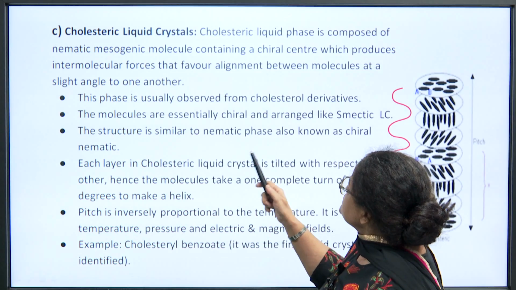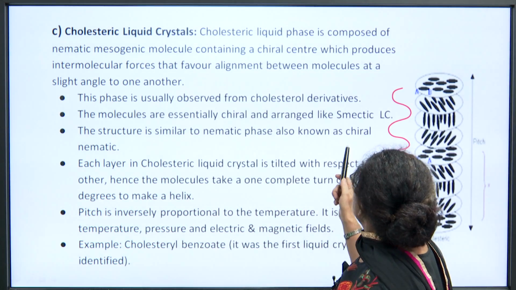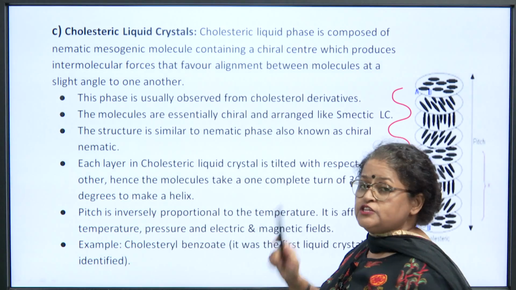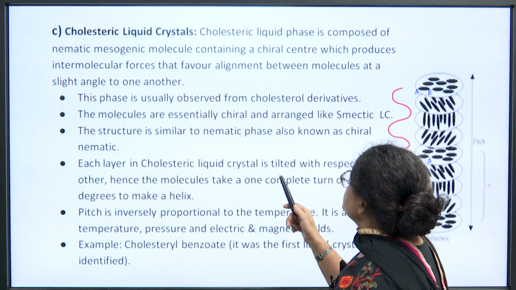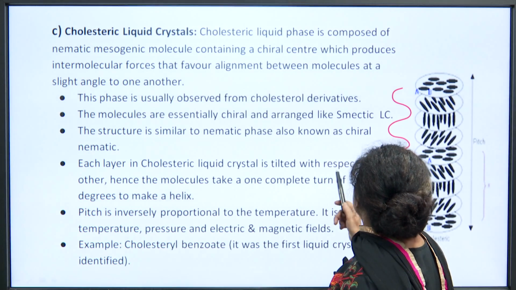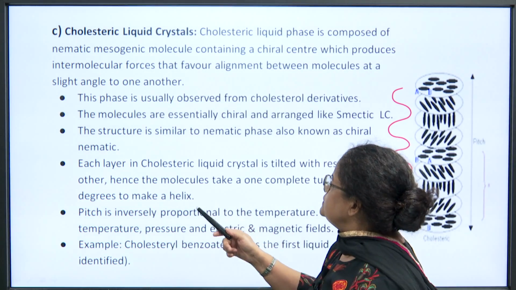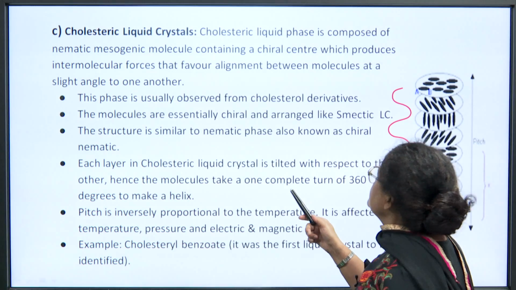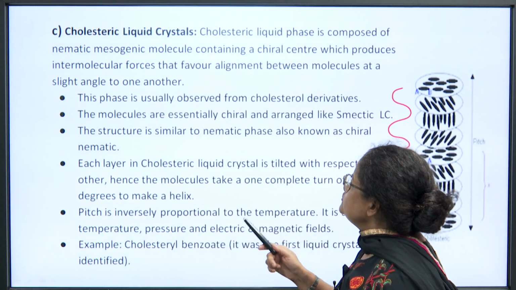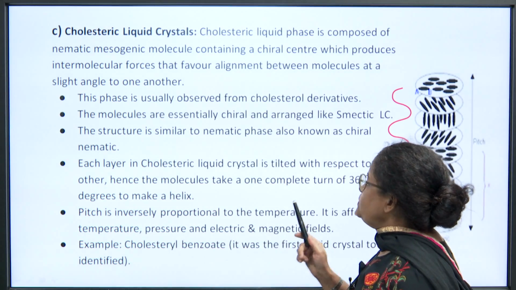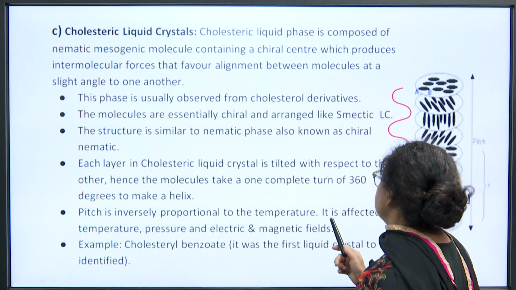The structure is similar to the nematic phase, also known as chiral nematic, and therefore they are known as chiral nematic. Each layer in cholesteric liquid crystal is tilted with respect to the other, and hence the molecules take one complete turn of 360 degrees to make a helix. Now, pitch is inversely proportional to the temperature.